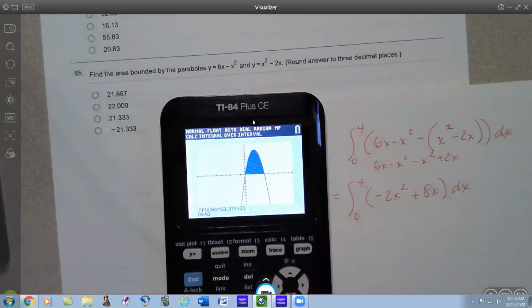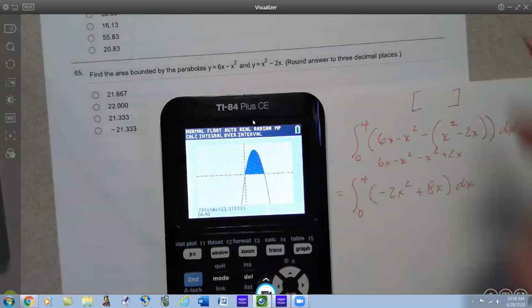Now, the one that was on the test, I actually gave you an interval to do. But if you're not given an interval, then you have to find the intersection to see where you got to start at and where you end. So is that one okay? Yeah.